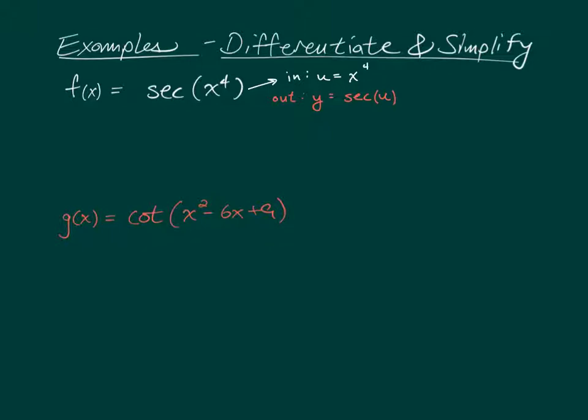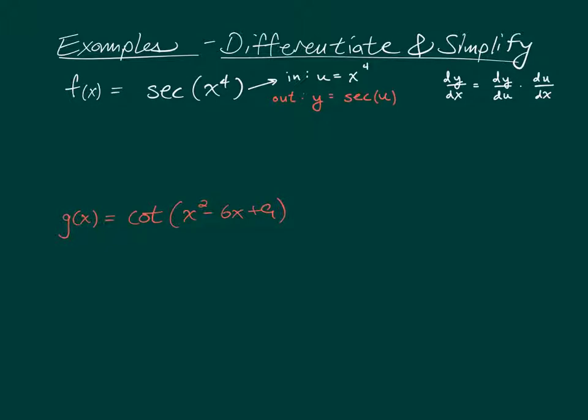Because remember, when we have this dy/dx equals dy/du times du/dx, this is the derivative of y with respect to u. So we have to have a y in terms of u. And then we will multiply the derivative of u with respect to x. That means u has to be a function of x.